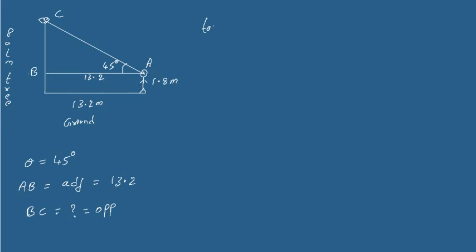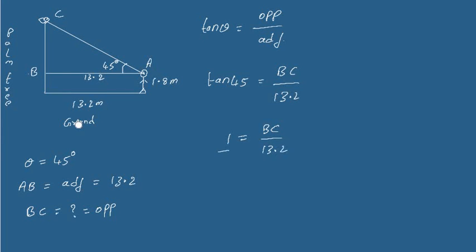Adjacent, opposite, but still it didn't come to your brain. Tan theta is equal to opposite side by adjacent. Tan 45 is equal to opposite BC by adjacent 13.2. Tan 45 is 1, so 1 is equal to BC by 13.2. Cross multiply. BC is equal to 13.2 meters. Understand?